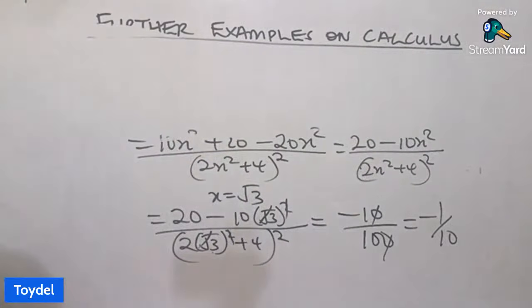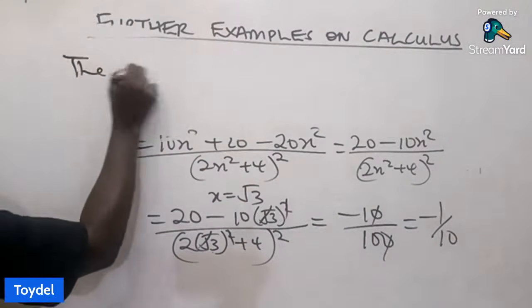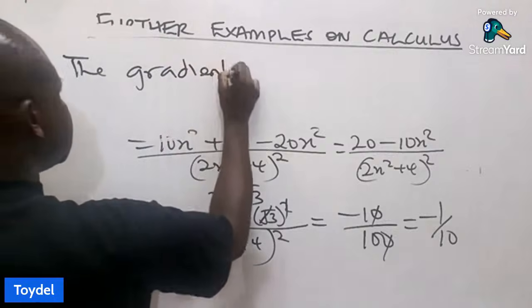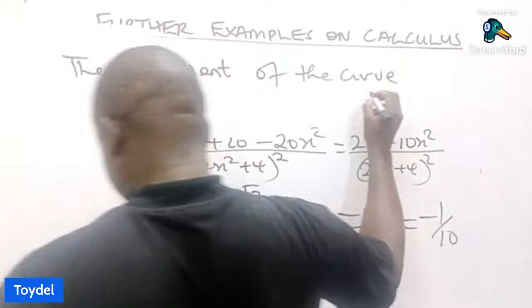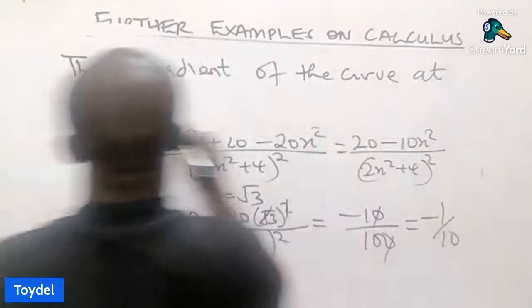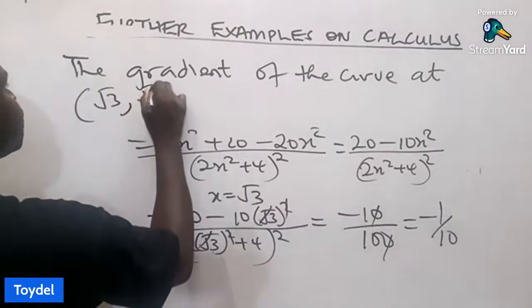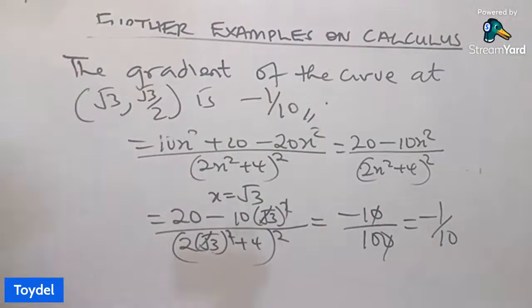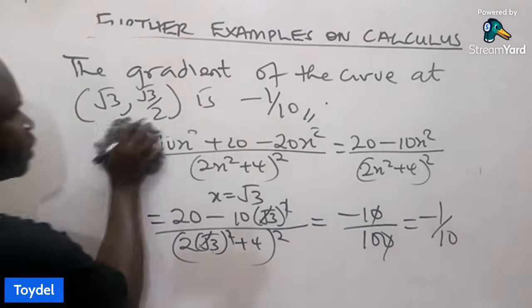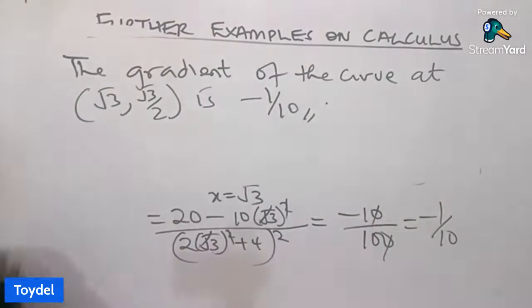Then what do we do here? We say the gradient of the curve at the point root 3 all over 2 is minus 1 all over 10. That's what we are going to get. If we apply it, we get the gradient as minus 1 all over 10. So we've gotten the value of the gradient. That is what we are expected to do.